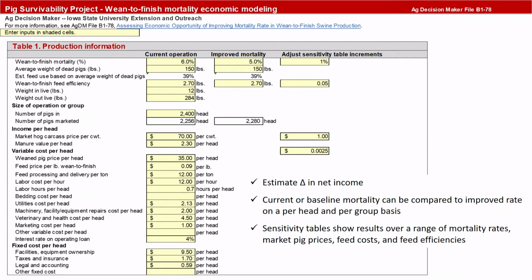Then you'll notice that the current operation here has pretty much all the other inputs. Well, the reason for that is this is a partial budget. So I want to look at just changing one thing on this operation, it's that mortality, and look at the value, and then I can compare it to the cost per head or per operation when someone's trying to sell something to me on an intervention.